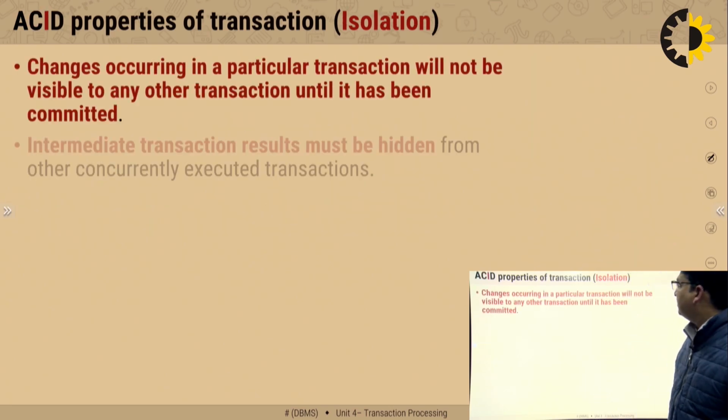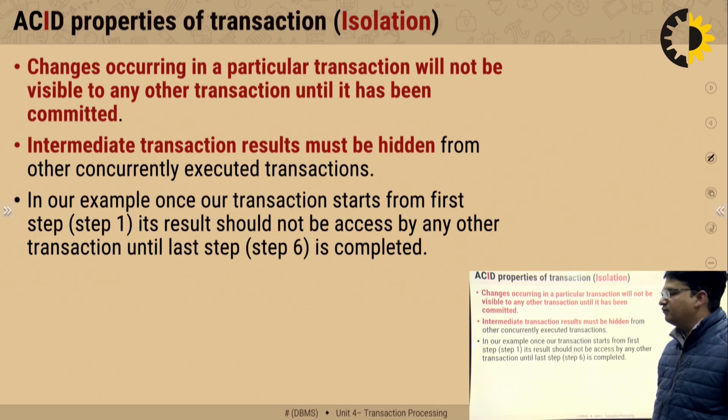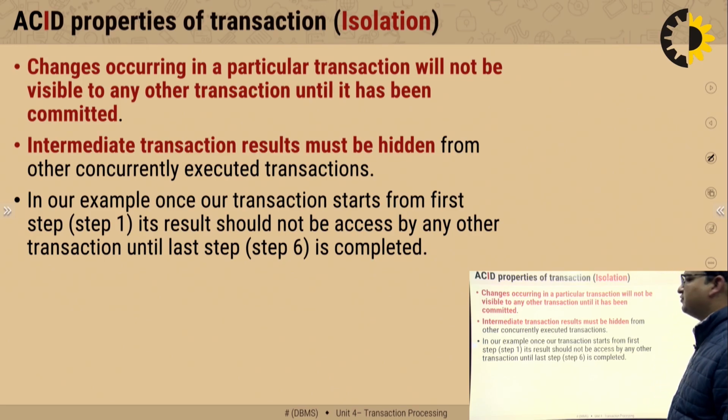Next property is the isolation property. Changes occurring in a particular transaction will not be visible to another transaction until the transaction has committed. So intermediate results need to be hidden from the other transactions that are executing in parallel. See, they should not interfere in each other's working, so that the transactions run successfully.